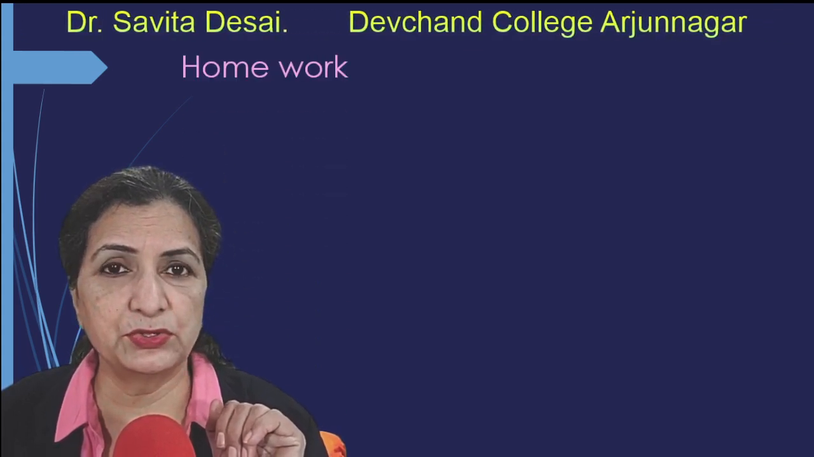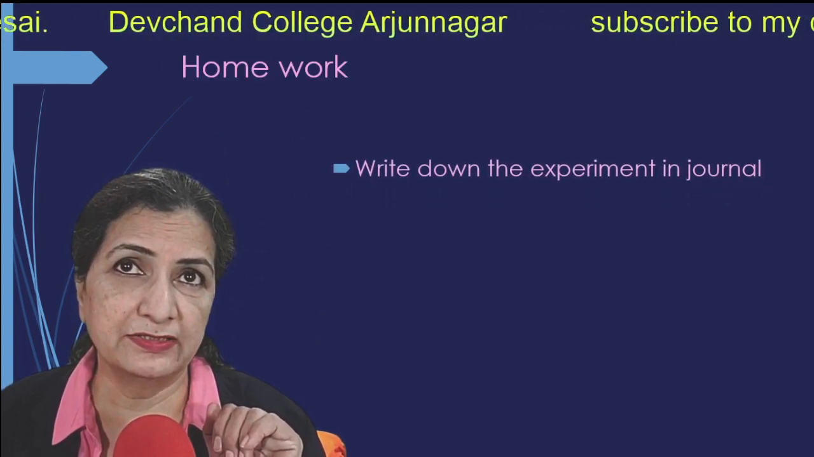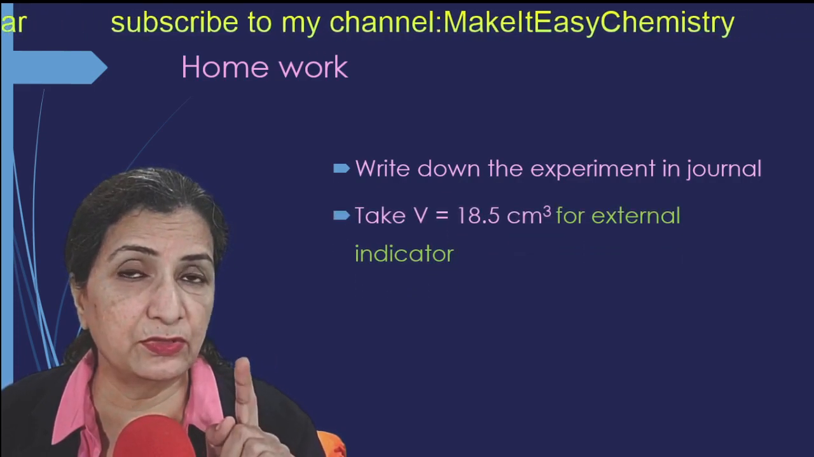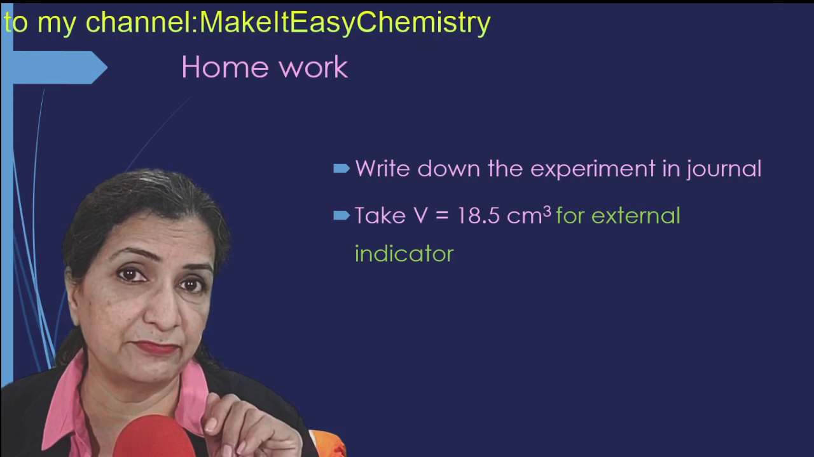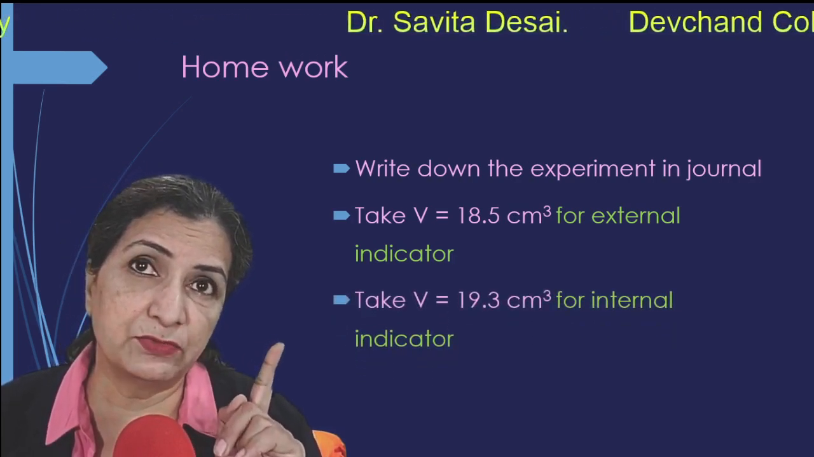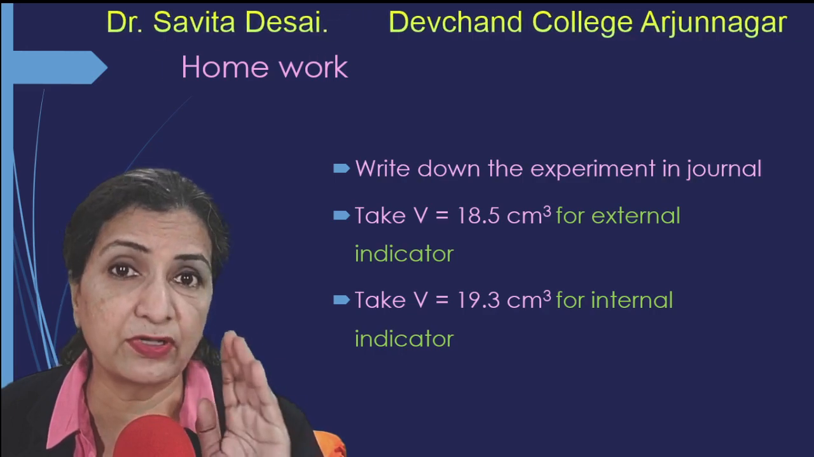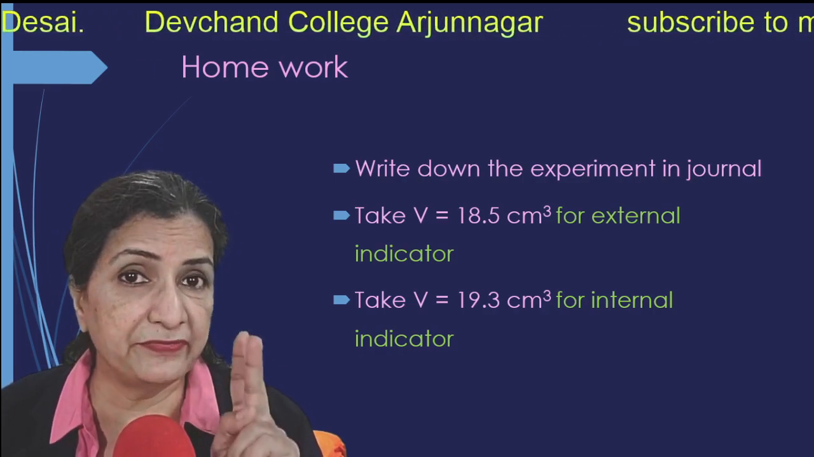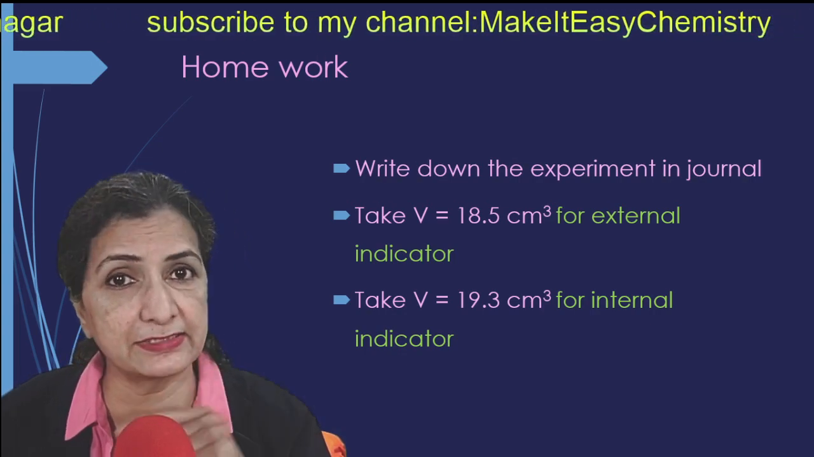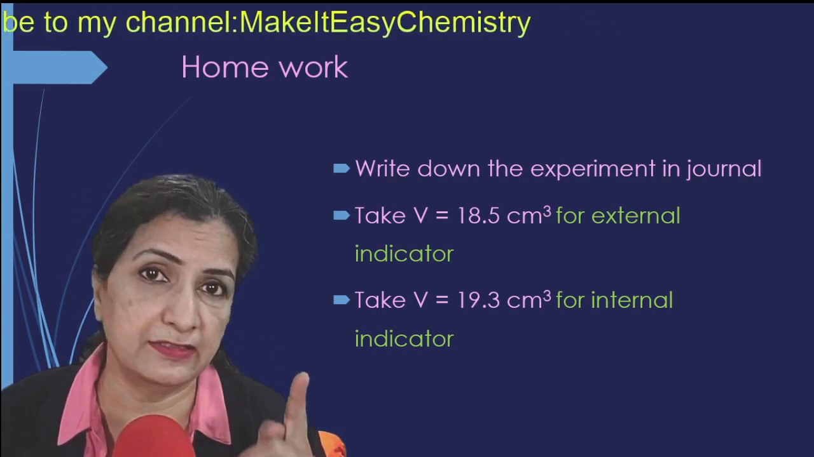Of course, as usual, we have our homework. Write down the experiment in the journal. Take V equal to 18.5 cc for external indicator. Take V equal to 19.3 cc for internal indicator. Two different readings are observed when you perform the experiment with external indicator as well as internal indicator.